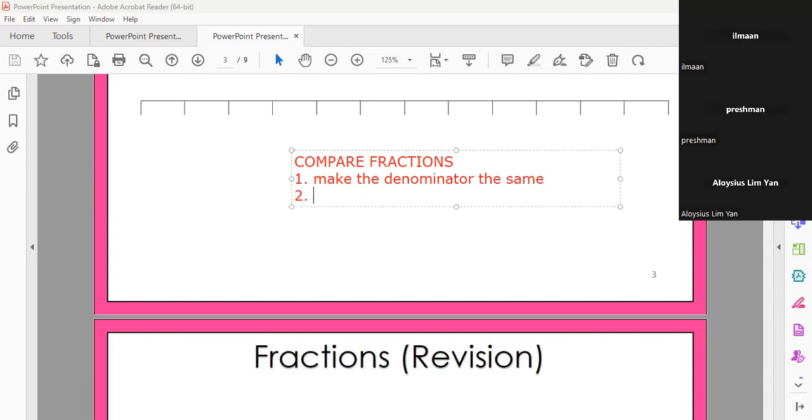When you make the denominator the same, you have to multiply both the numerator and the denominator. You don't just do it for one. You multiply it, and then only you compare. And then only you can compare whether it's bigger or smaller. If you don't know how to spell, I'm writing it out there.